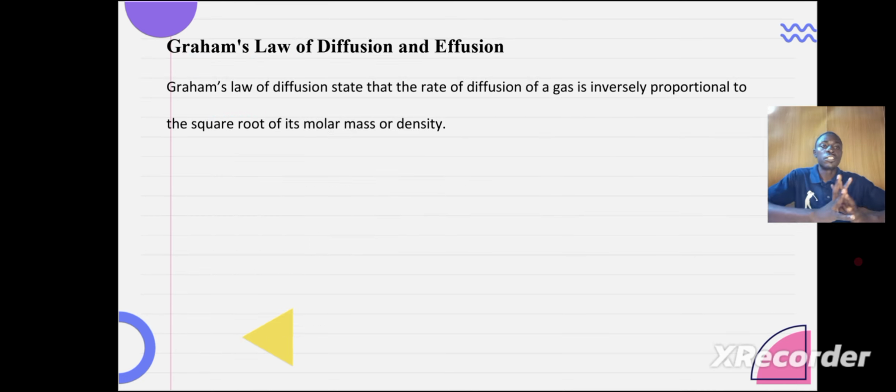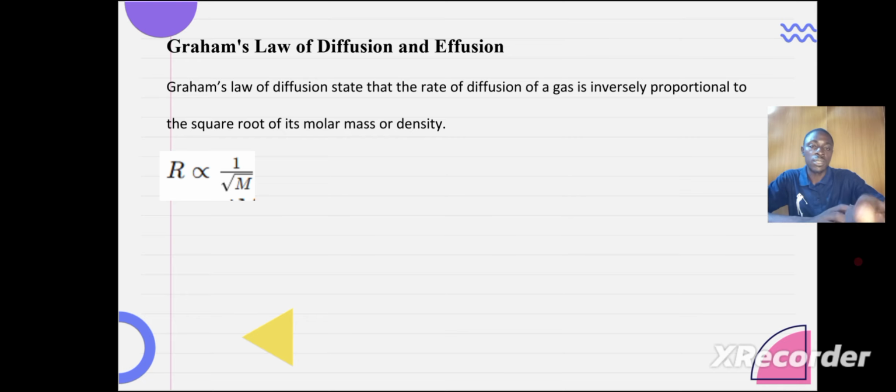Okay, finally let's go to Graham's law of diffusion. Graham's law of diffusion states that the rate of diffusion of a gas is inversely proportional to the square root of its molar mass or density. So don't forget, rate of diffusion of a gas is inversely proportional to the square root of its molar mass, or you can also say it's inversely proportional to the square root of its vapor density.